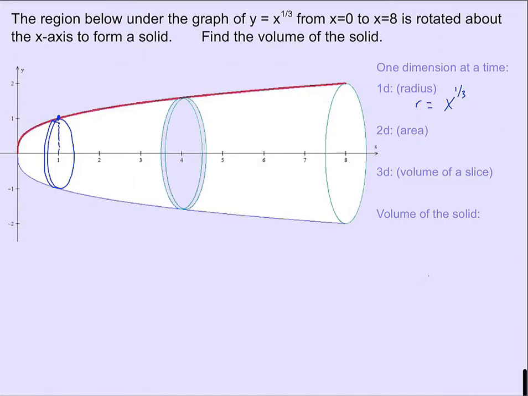And then our next step is to take the radius of that and make it into our two-dimensional circle. And we can find the area of that circle. And as we mentioned earlier, the area of a circle is pi r squared. But since we know that the radius is x to the 1/3, we can call that pi times x to the 1/3 squared, which is x to the 2/3.